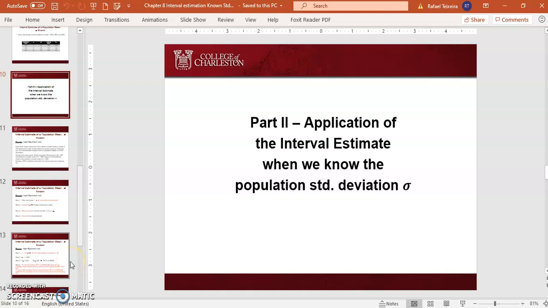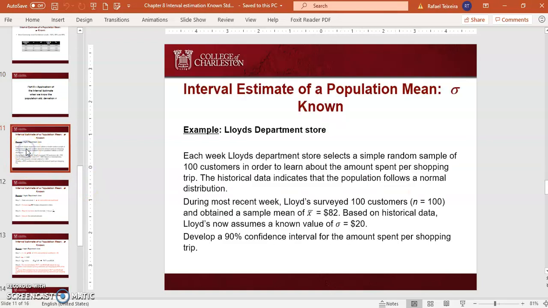Hi, this video is to talk about the application of the interval estimate when we know the population standard deviation. This is to show you an application in a problem, and it's very similar to the problem we solved in the last video. So we have a department store that selects a random sample of 100 customers in order to learn about the amount spent per shopping trip.